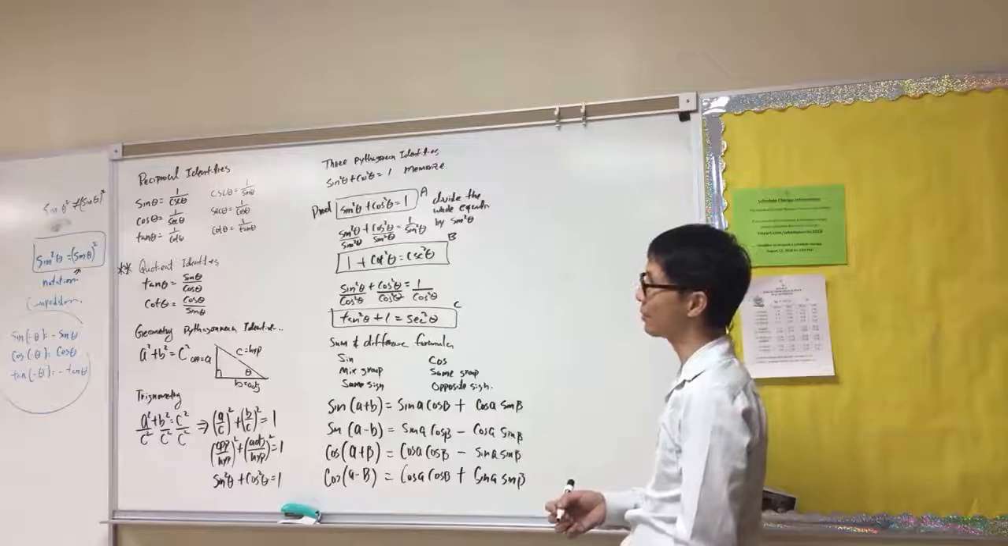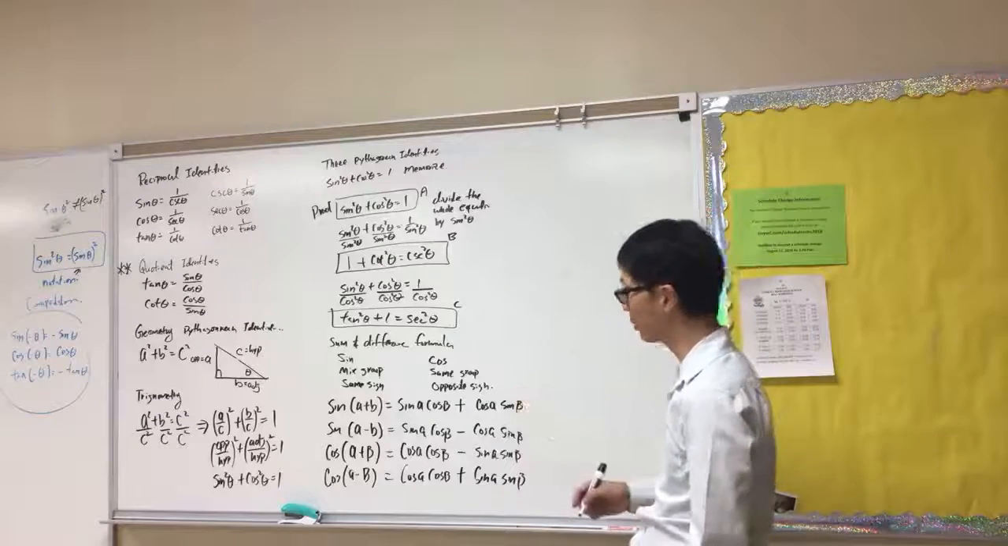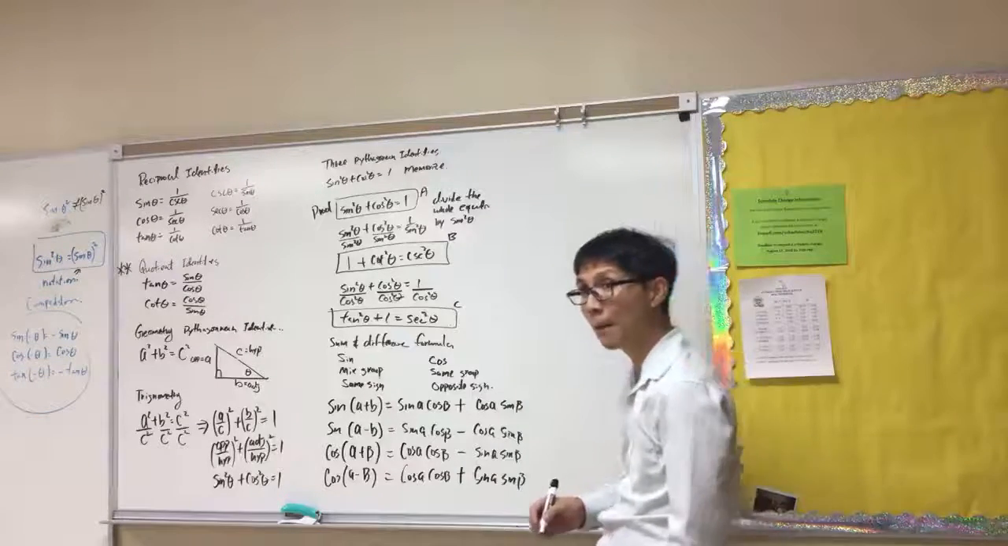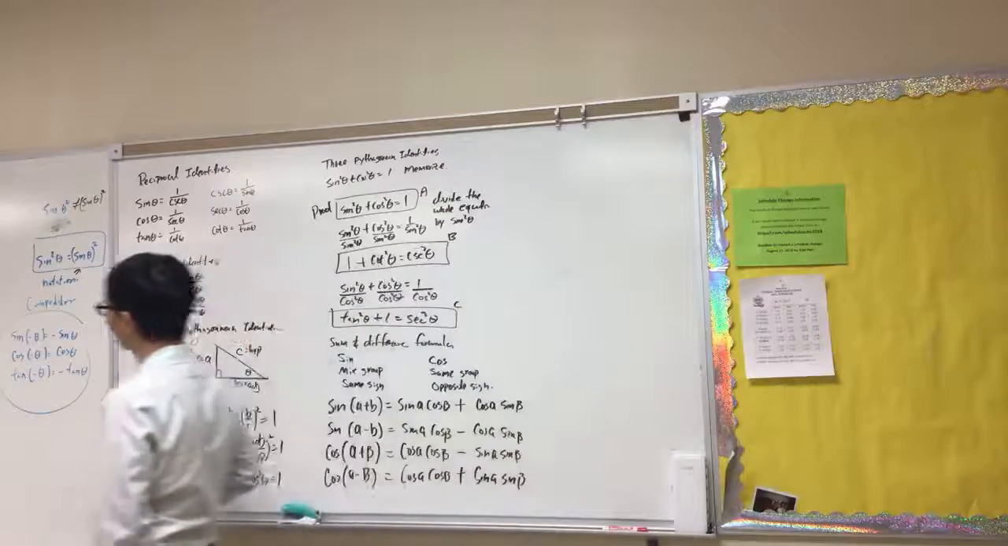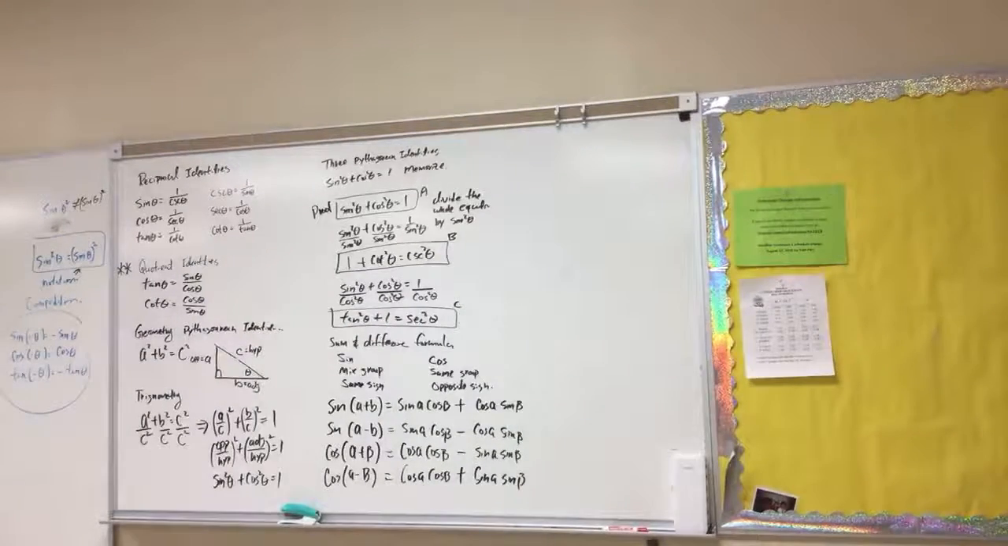What's the next thing you have to know? Well, we still have one more board. Double angle. This one I usually ask you to memorize. Sine 2 theta equals 2 sine theta cosine theta. That's an easy memorization, and a lot of problems are based on it.